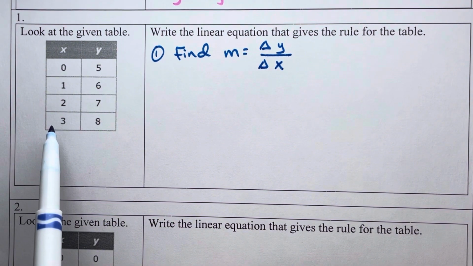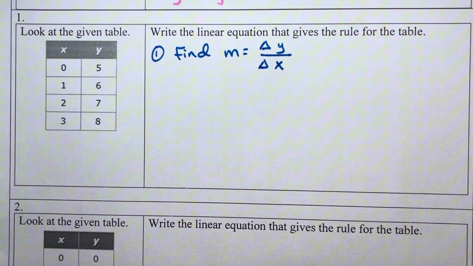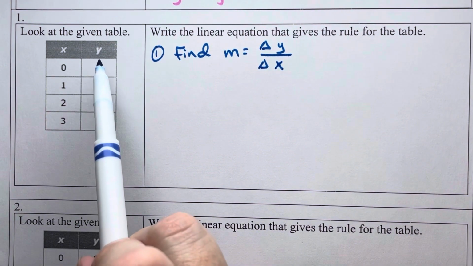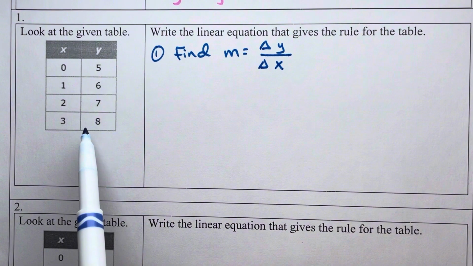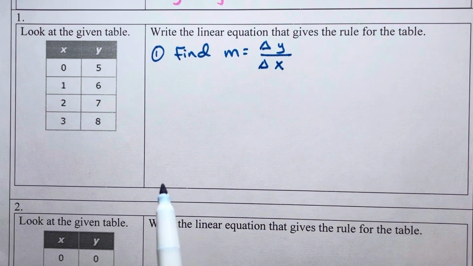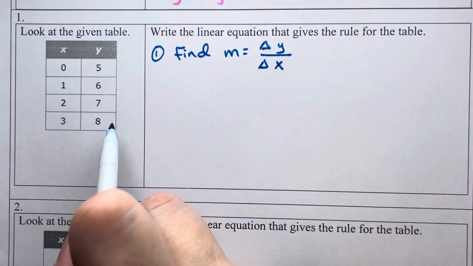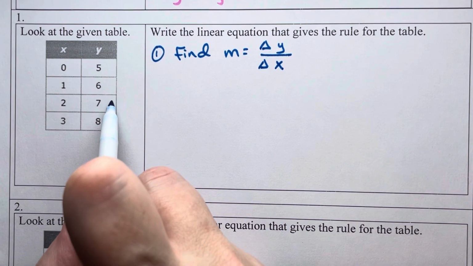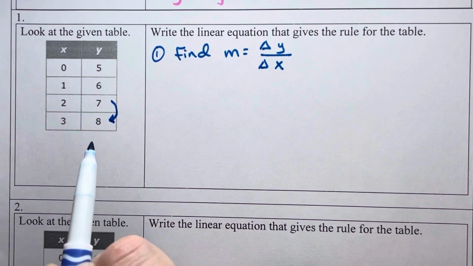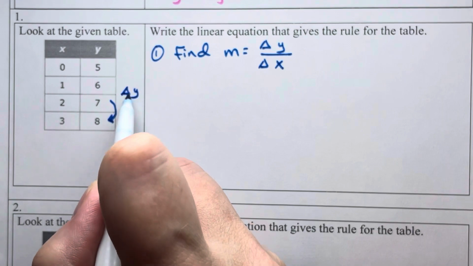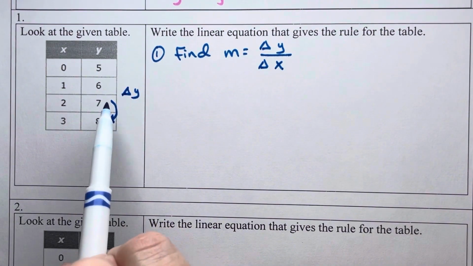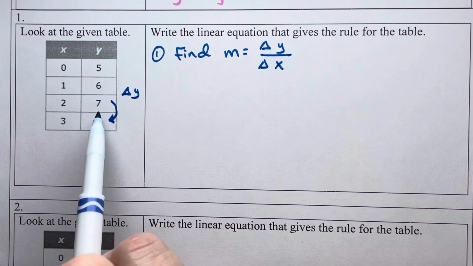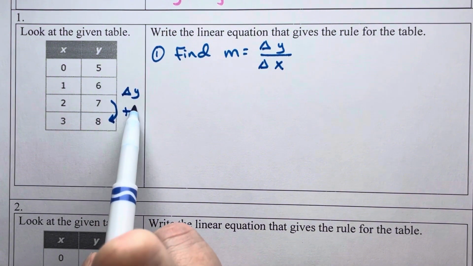And truthfully, it doesn't matter which two rows you pick to use to analyze, because we have already been told this is a linear function. So I'm going to actually choose the bottom two rows, because why not? So here on the right side of the table, we have our y values. So the change in y values, to get from 7 to 8, you add 1.